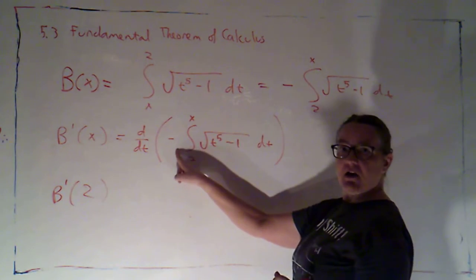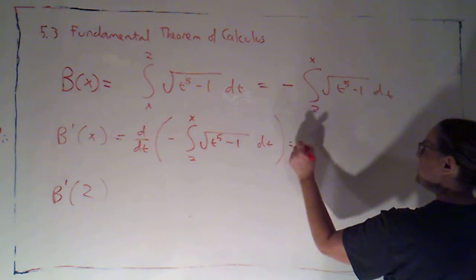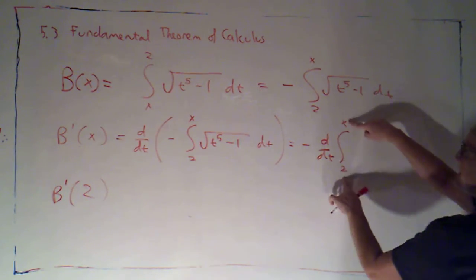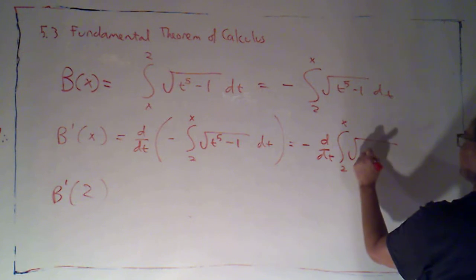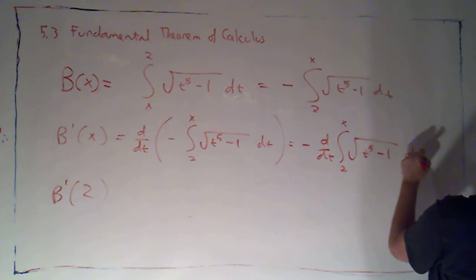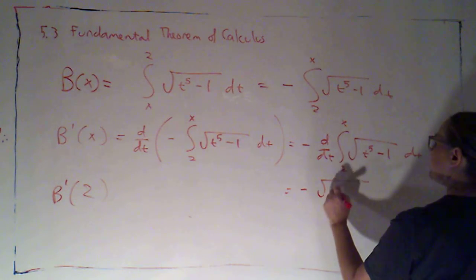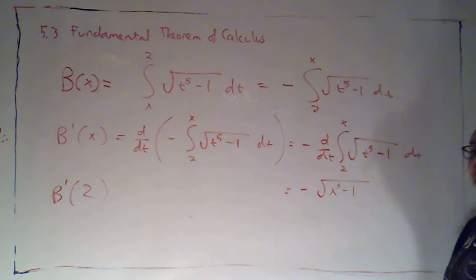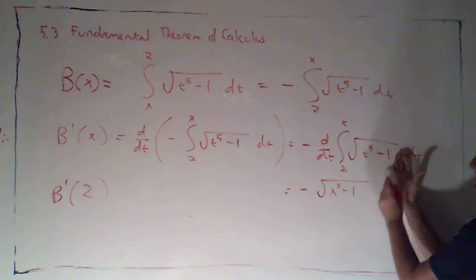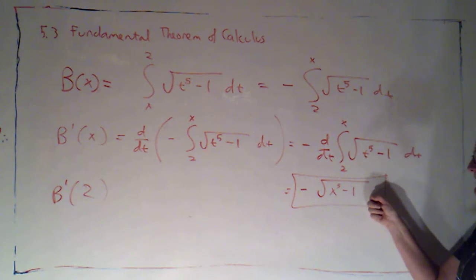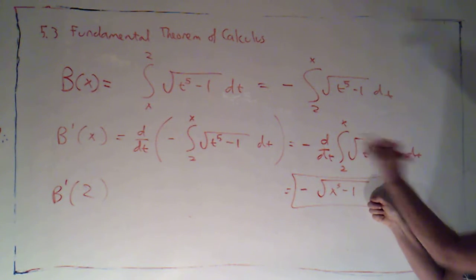But now I can use the constant multiple rule. That's going to give me the opposite of the derivative of this area function that now I've made match. And so that's going to just be the opposite of the square root of x to the 5th minus 1. That height function, but just evaluated at x. So that's a formula for my derivative.